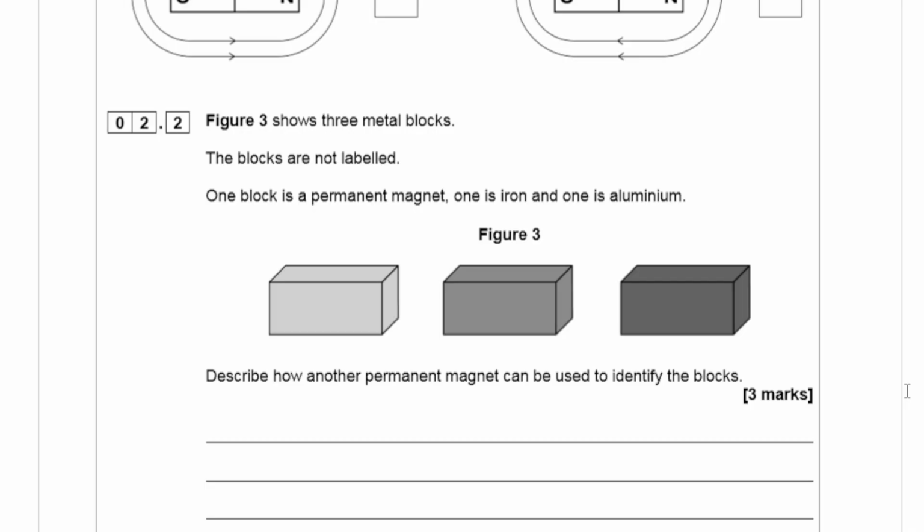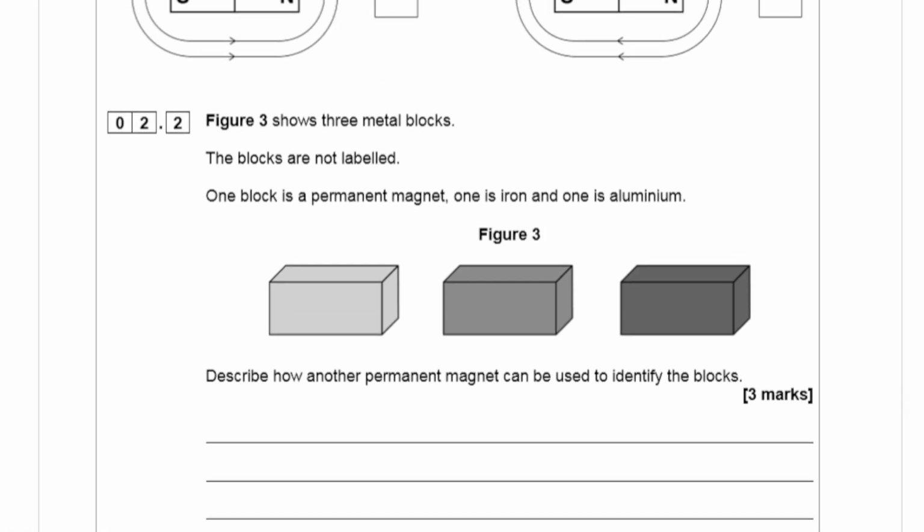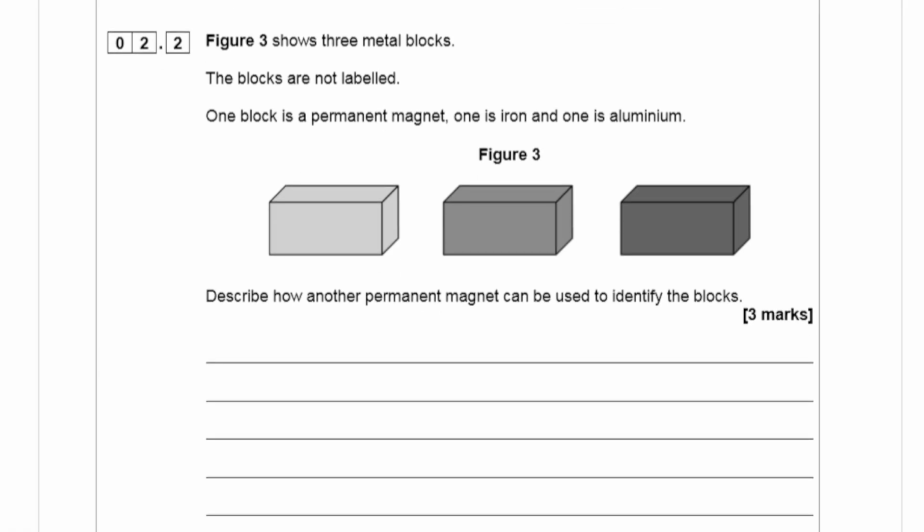Figure 3 shows 3 metal blocks. The blocks are not labeled. One block is a permanent magnet, one is iron, and one is aluminium. Describe how another permanent magnet can be used to identify the 3 blocks. So, how do you use another permanent magnet?